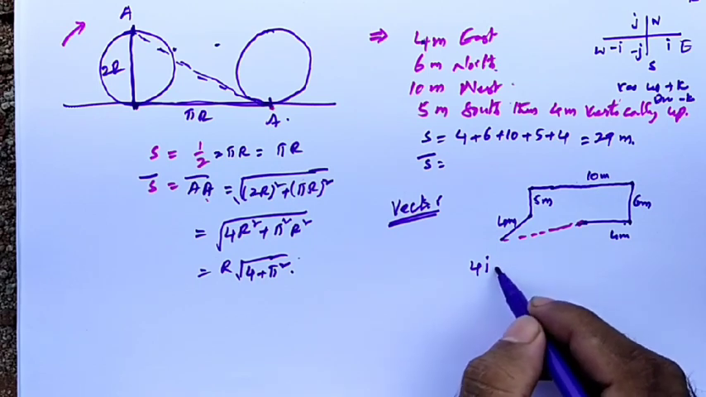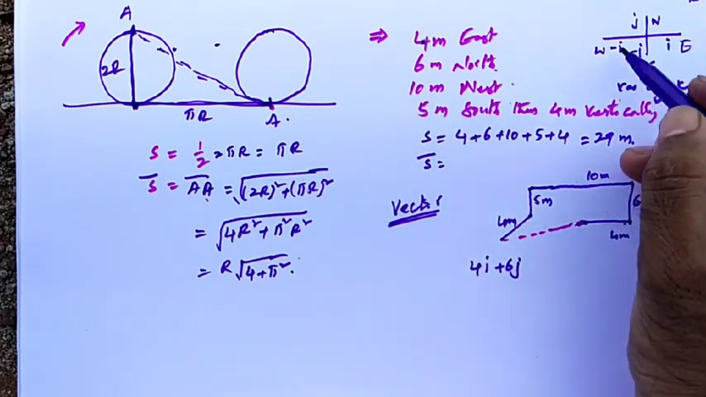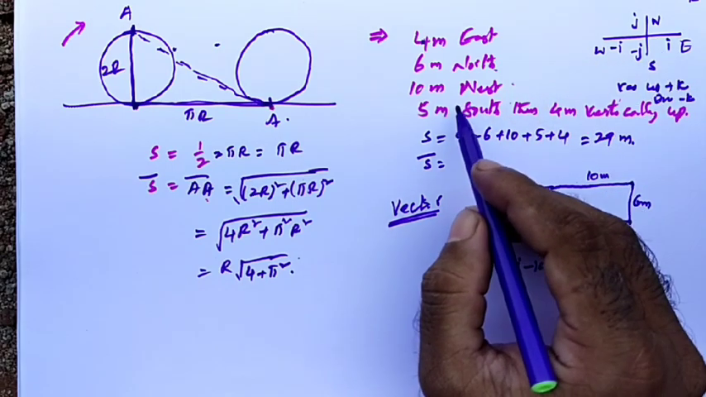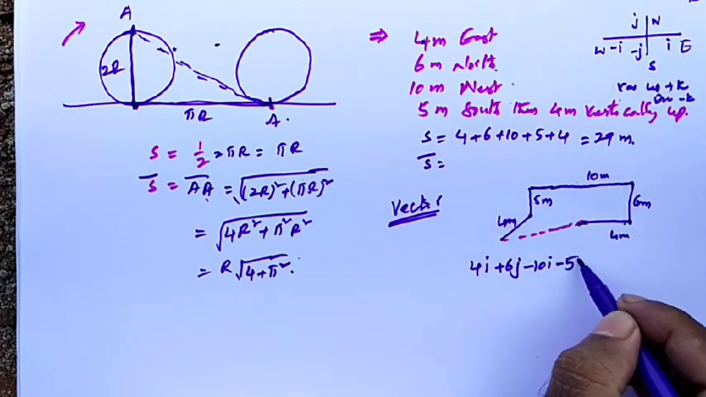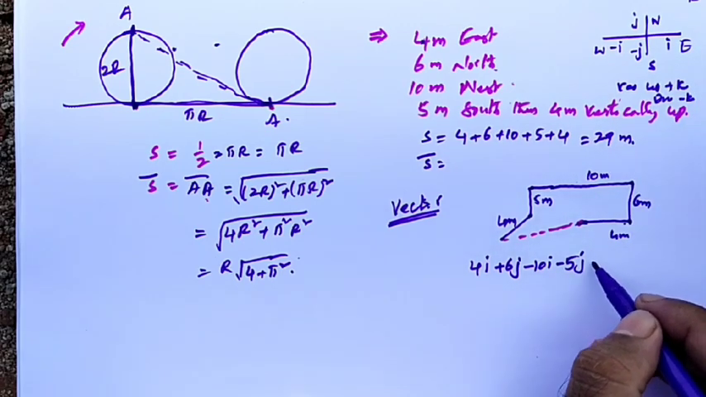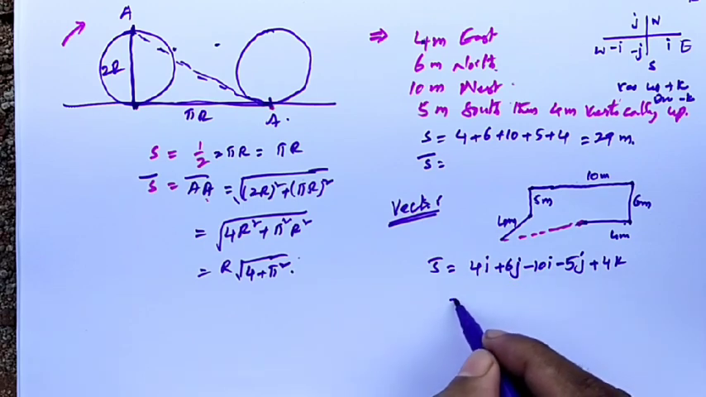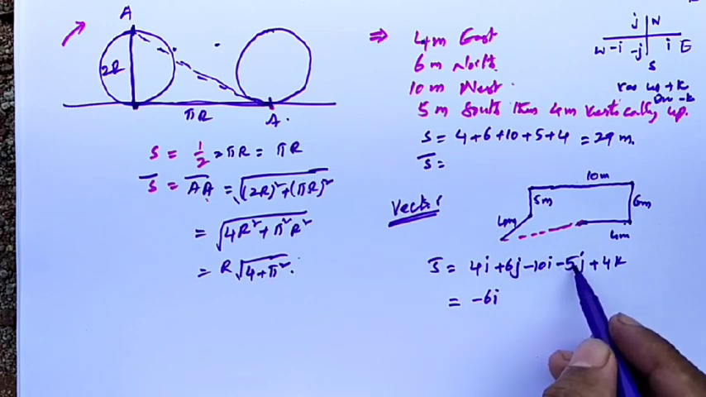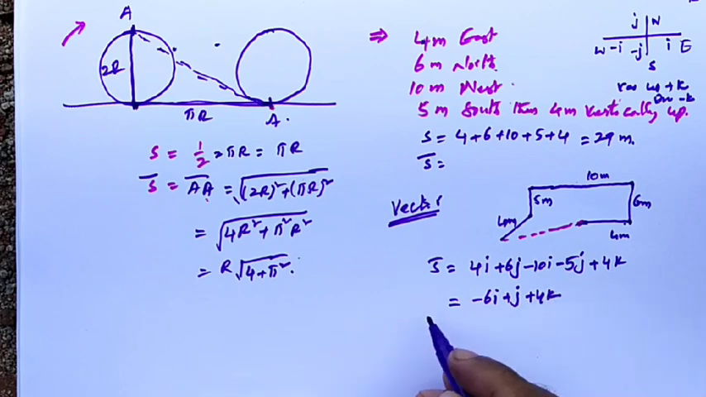Now tell me, 4 meters east means 4I. 6 meters north plus 6J. North means J only, right? 10 meters west. West is minus I. So minus 10I. Right. Next, south. 5 meters south. South is minus J. So minus 5J. 4 meters vertically up. Vertically up is taken as plus K. So 4K. This is the displacement vector. Now see that 4I minus 10I is minus 6I. Okay. 6J minus 5J, that is plus J, plus 4K. This is the displacement vector.